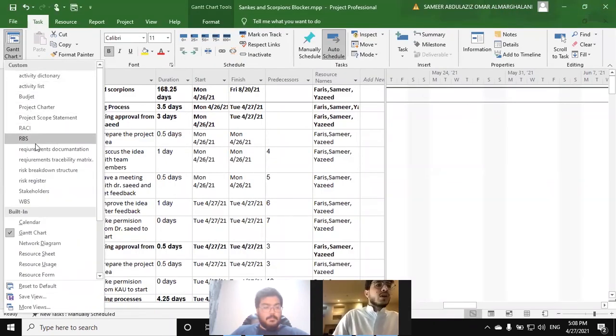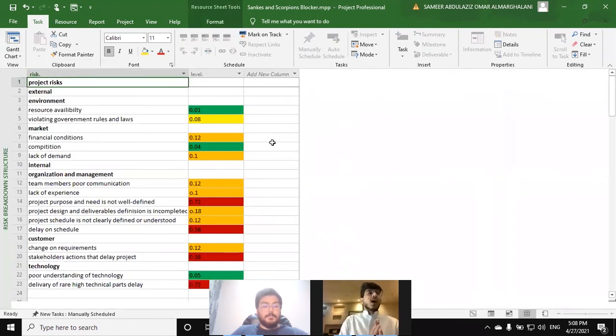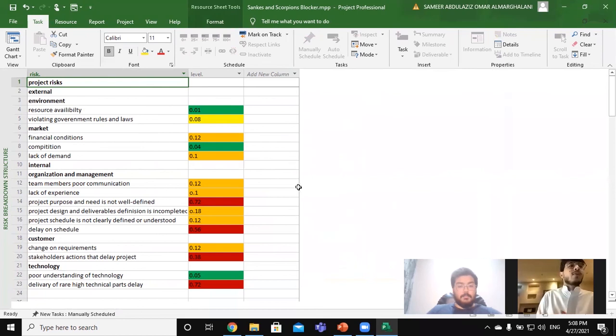Okay, go to the risk breakdown structure. Yeah, here we have the risk breakdown structure as we see here. We have a project risk, which is external or environment and resource variability. And here we have a level. If the risk is low, we get the green color, maybe 0.01. If the risk is higher than green, we get yellow and orange, and finally we get the red one.